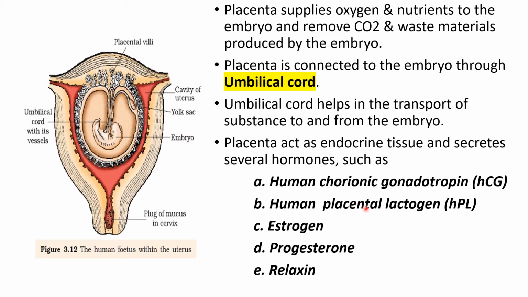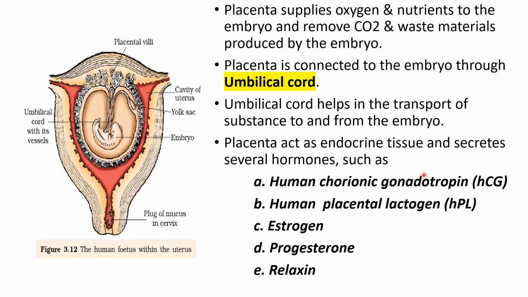Now a few more important things about the placenta. Apart from supplying oxygen and nutrients to the embryo and removing the carbon dioxide and waste materials produced by the embryo, some other important functions are also performed by the placenta. They are regarded as the endocrine functions. During pregnancy, the placenta acts as endocrine tissue. Endocrine in the sense that it secretes certain hormones which are needed to support the pregnancy. Here the placenta acts as an endocrine tissue and secretes several hormones.